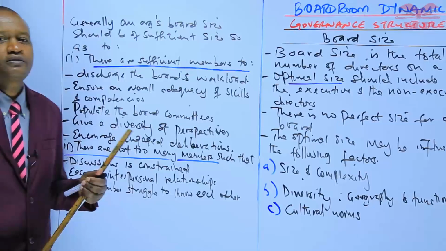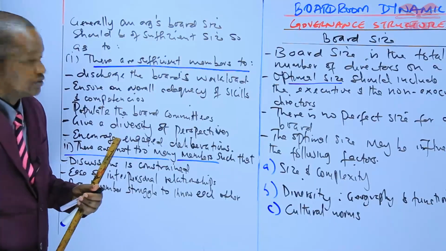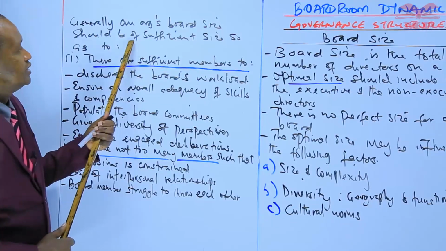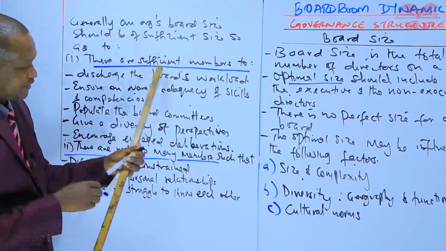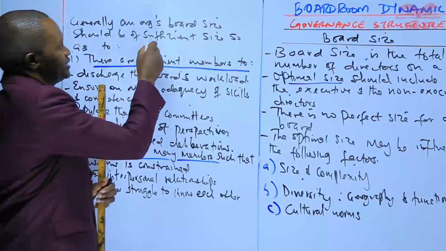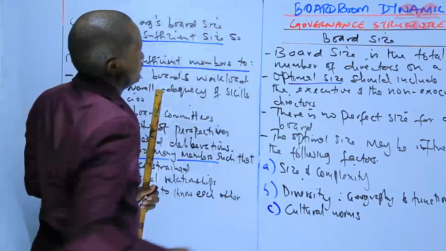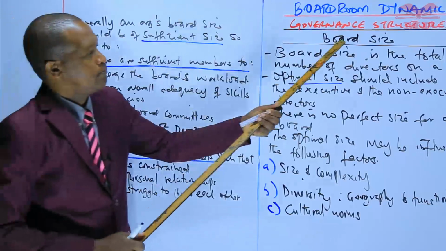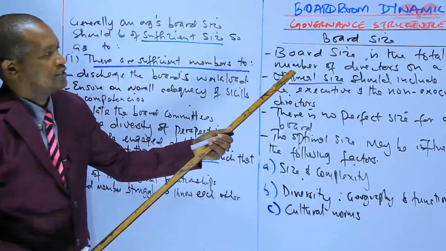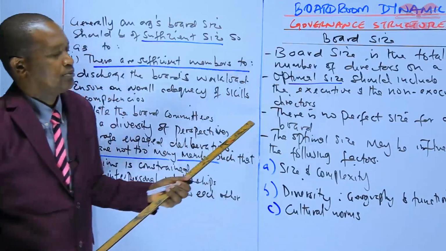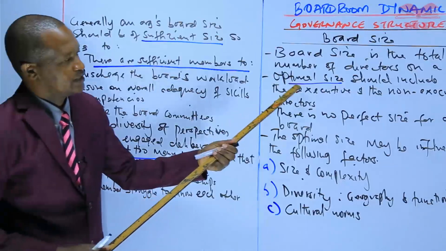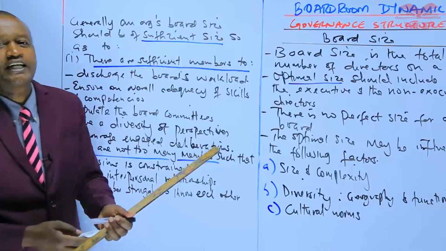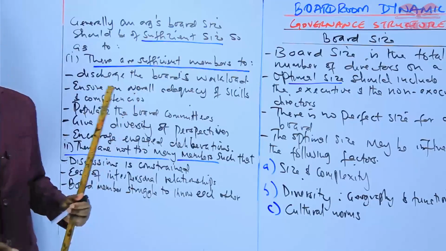Do you understand? Yes, you do. I'm trying to explain why it's important to have a sufficient board size. And don't forget, we are studying board size, which is the total number of directors who sit on a board. We've explained here that the optimal size should include both executive and non-executive directors.